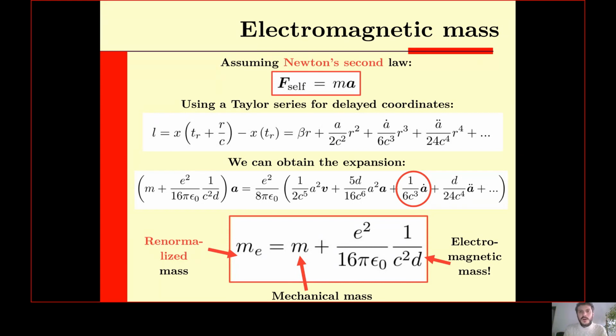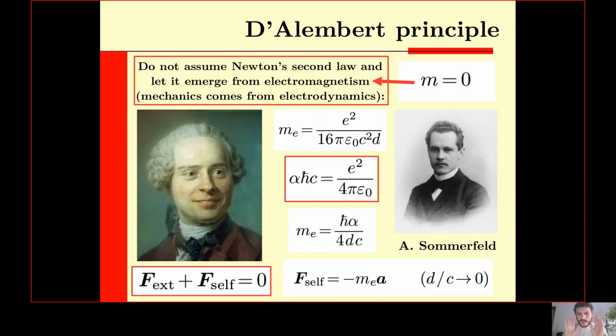But here I want you to change your mind, to forget about mechanical mass, because in the end the most fundamental classical theory is electrodynamics. If we already have mass coming from electrodynamics, why do we have to put in mass? So do not assume Newton's second law; let it emerge from electromagnetism. We can obtain Newton's second law from mechanics. So this is a conceptual change.